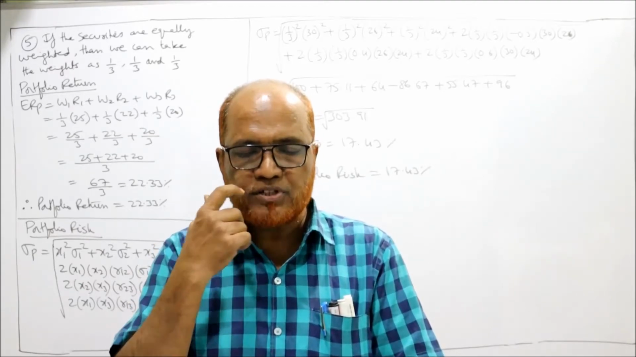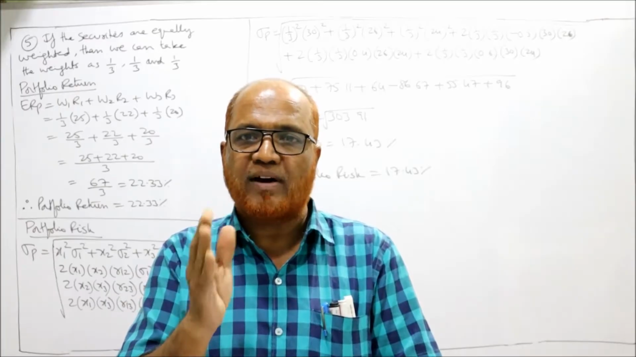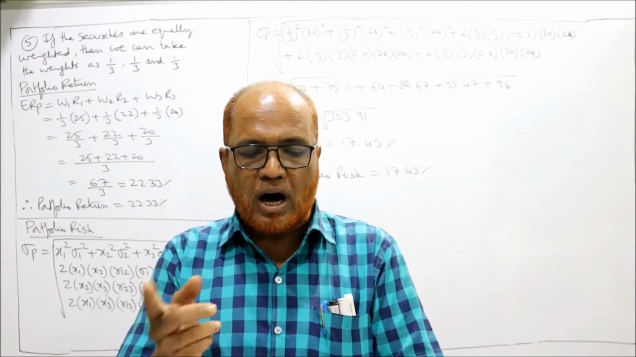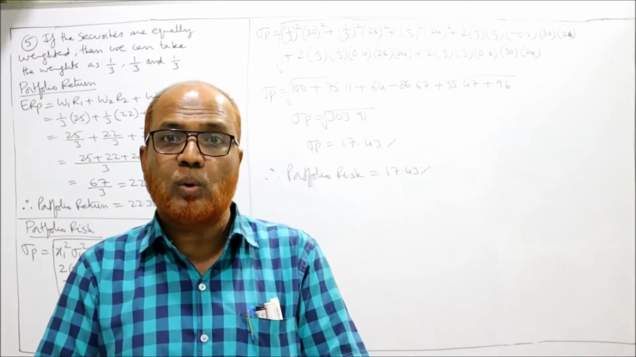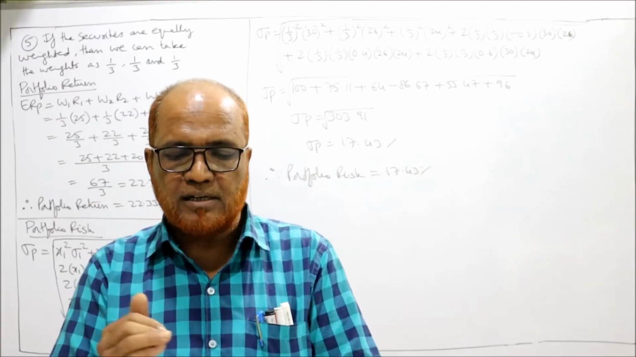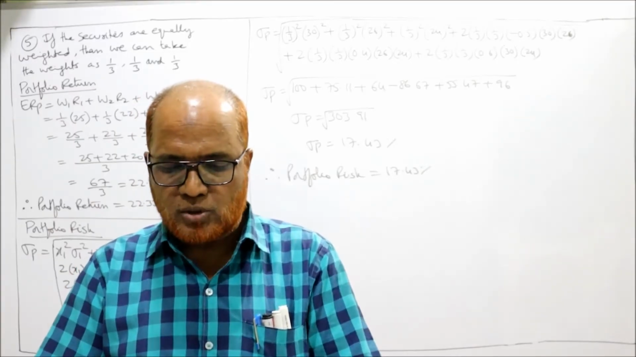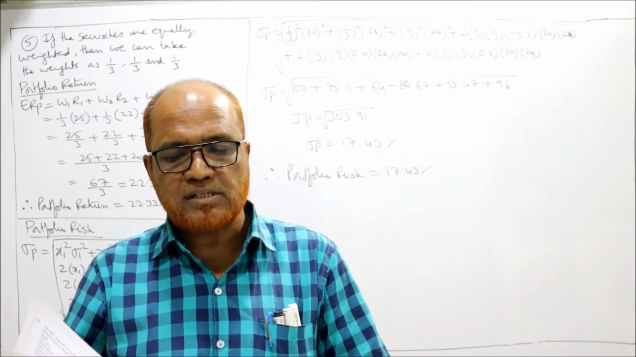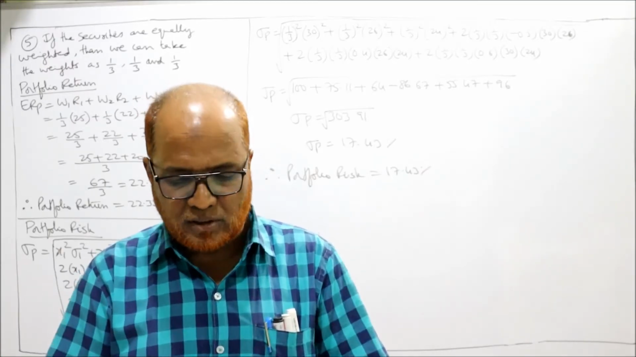Correlation coefficient PQ. PQ means 1 and 2. So R12 is minus 0.5, and QR, second and third, 2 and 3, is plus 0.4. P and R, first and third, is 0.6. Now on the next page it is asking: if the securities are equally weighted, how much is the risk and return of the portfolio of the three securities?